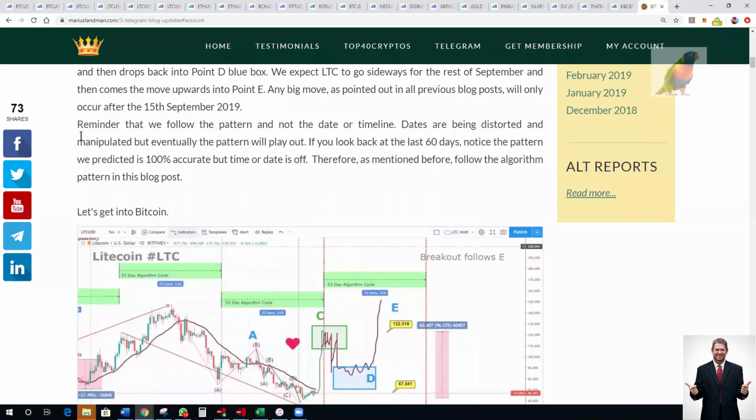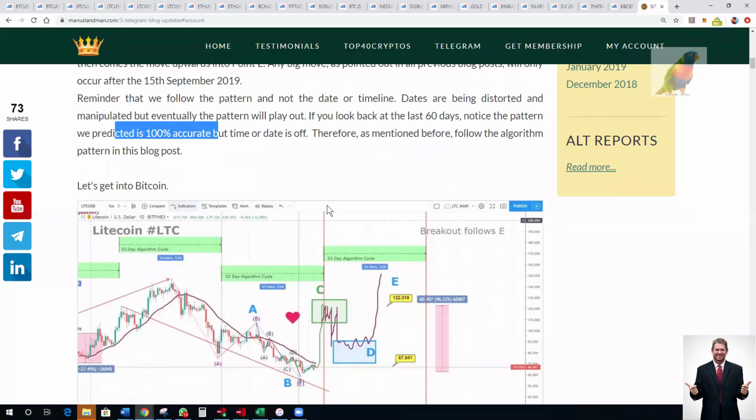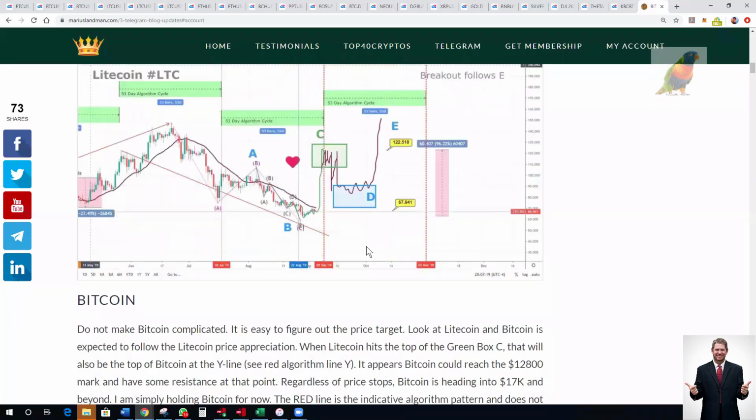And what I also say here, guys, is a reminder that we follow the pattern and not the date or timeline. Dates are being distorted and manipulated, but eventually the pattern will play out. If you look back at the last 60 days, notice the pattern we predict is 100% accurate, but the date is off. I would actually say the trend line upwards is always correct. Therefore, as mentioned before, follow the algorithm pattern in this blog post. There is going to come a time after October or going into October that timelines will come back again and they will be correct.